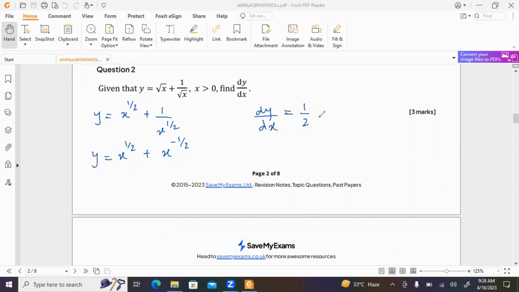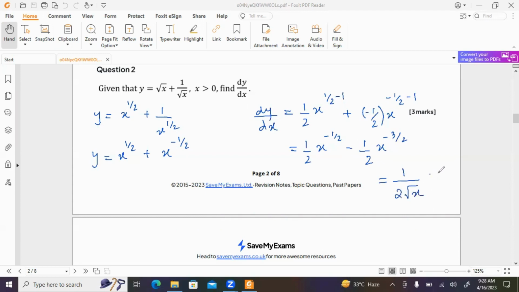That's going to be 1 over 2 times x to the power of 1 over 2 minus 1, plus negative 1 over 2 times x to the power of negative 1 over 2 minus 1. That's going to be 1 over 2 times x to the power of negative 1 over 2, minus 1 over 2 times x to the power of negative 3 over 2. If you want to write this with positive powers, it's going to be 1 over 2 root x minus 1 over 2x to the power of 3 over 2. That is your answer.